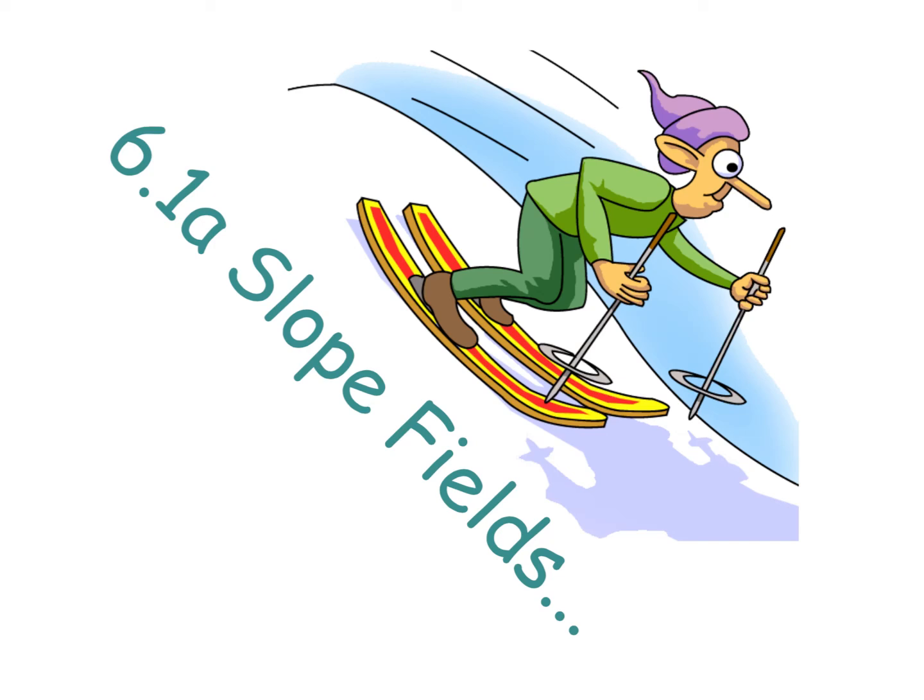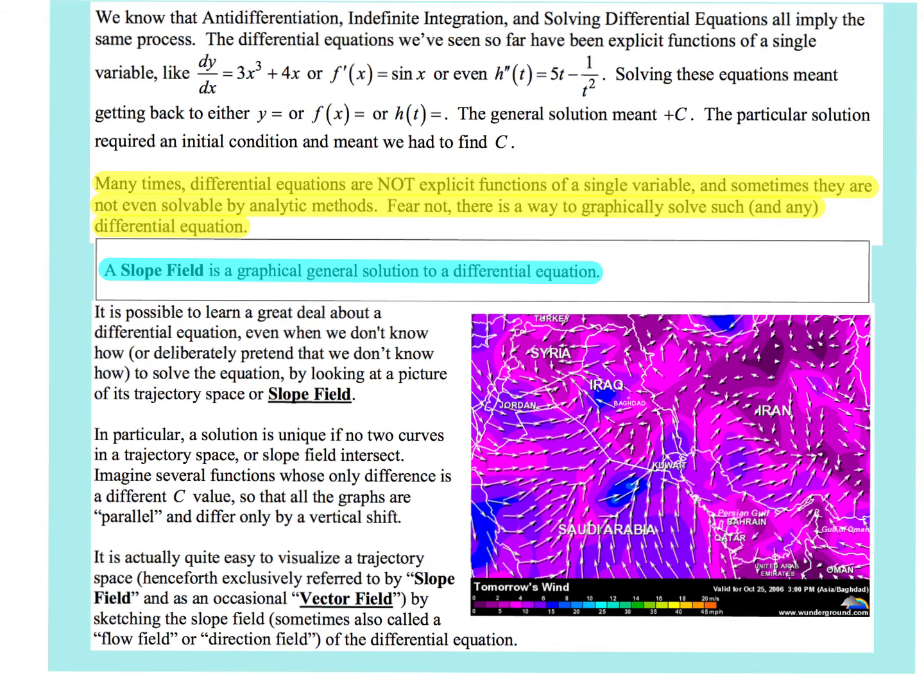So 6.1a, slope fields. Hopefully you've got it up on your screen. All right, so we need somebody to read about slope fields. Doug's going to read the yellow part for us.